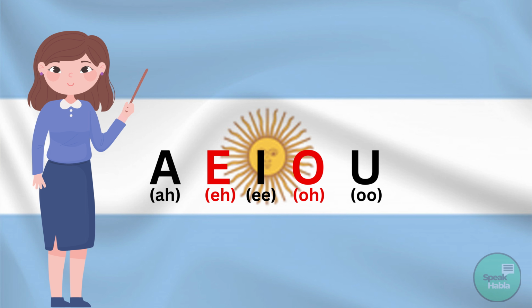Let's go through them. A. A makes the A sound. Repeat after me. A. Very good. Now the E makes the E sound. Repeat after me. E.